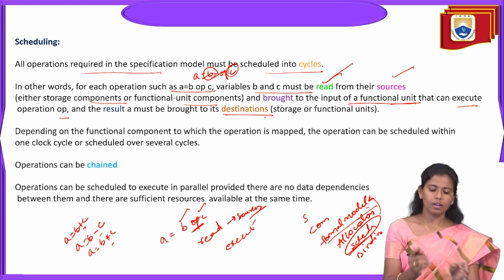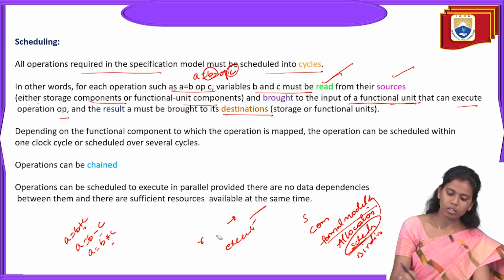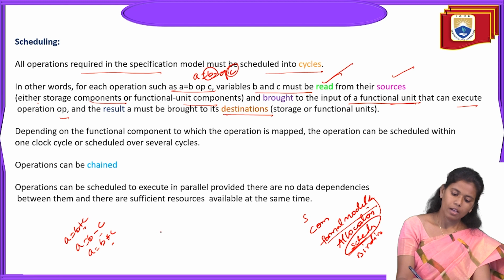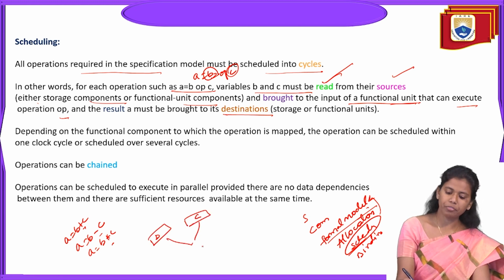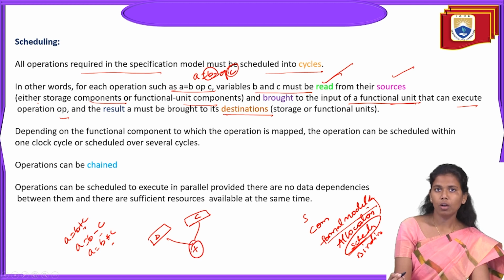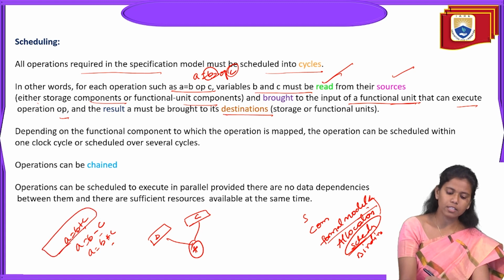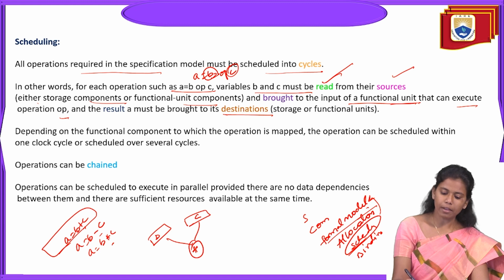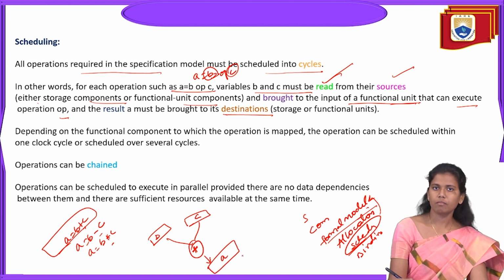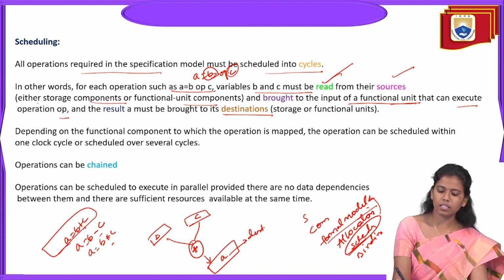In a diagrammatic order, I can represent it. I have to fetch B and fetch C, right? After fetching B and C, I have to bring them from their sources to a particular point. Here, as I'm considering A = B plus C, I got this. After doing the operation, whatever result I'm getting, I'm storing in A, isn't it? So this is my destination.